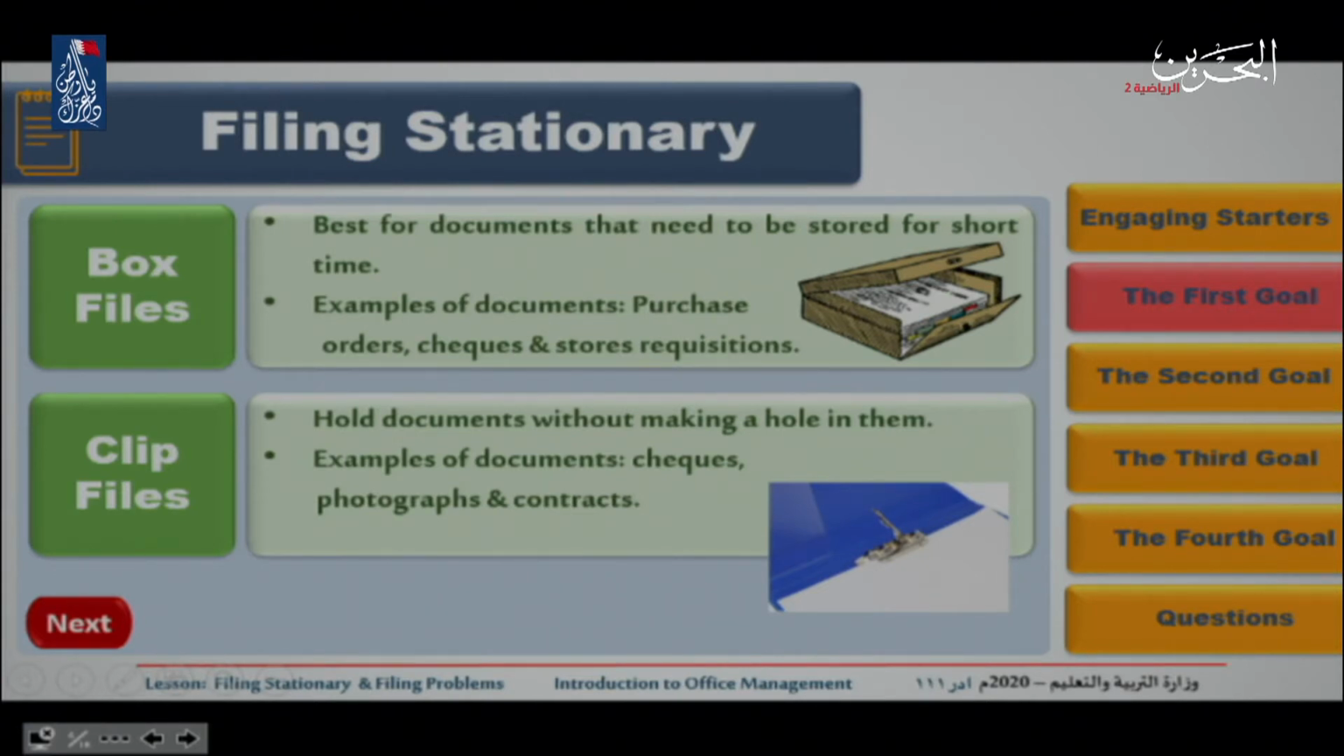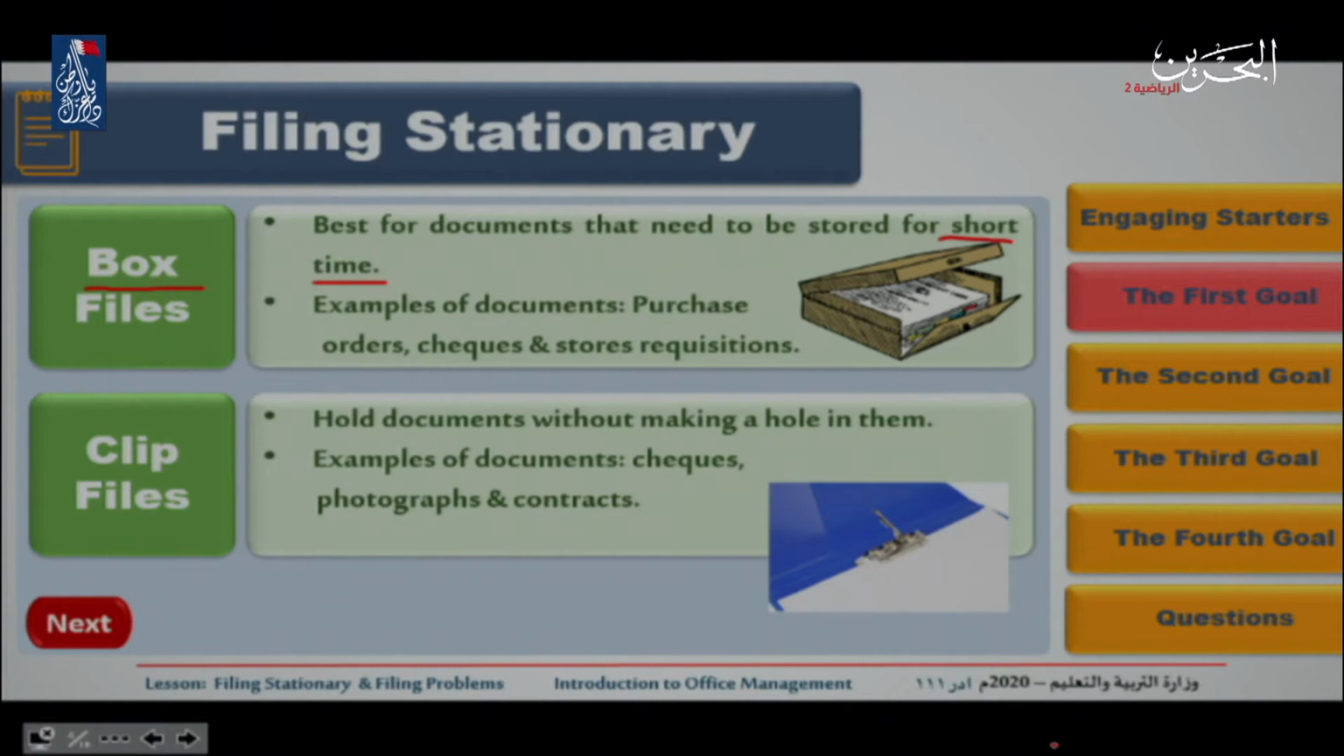We have many kinds of filing. We're going to focus on some of them. The first type is the box file. From its name, box file, this file is like a box, and it's best for documents that need to be stored for a short time.